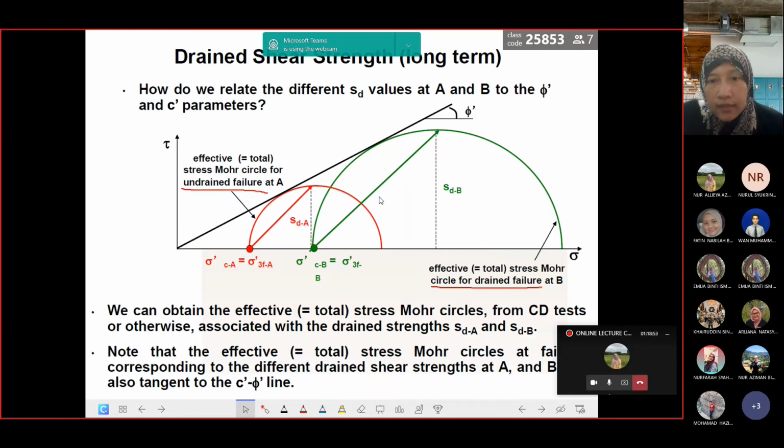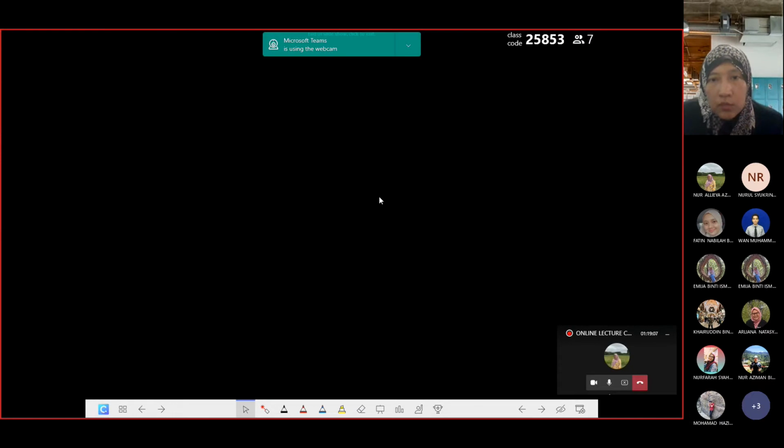Look at the stress path in undrained and drained conditions. How is the stress path? Is it similar to what you had earlier, or does it change? In the undrained condition, how is the stress path? Okay, I have to stop right now. If you have any questions, go back to my recorded video, which I will share later.